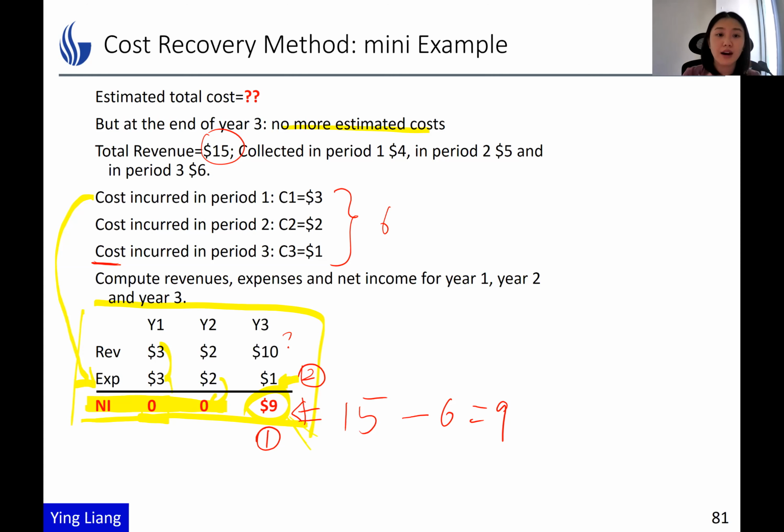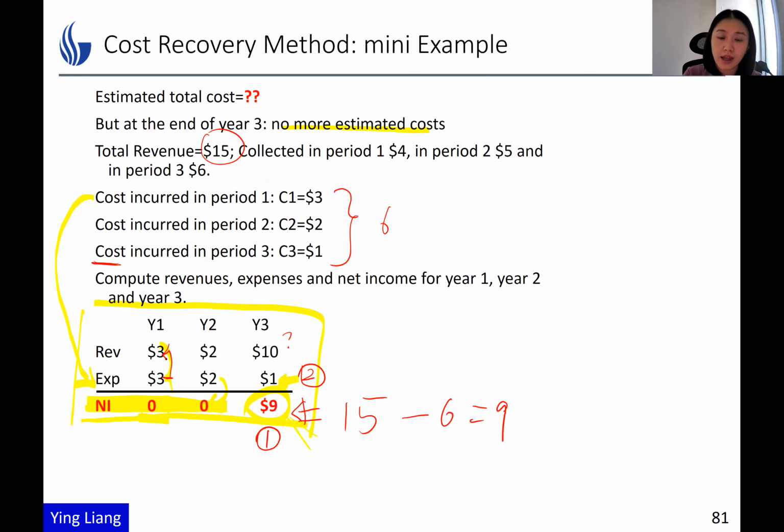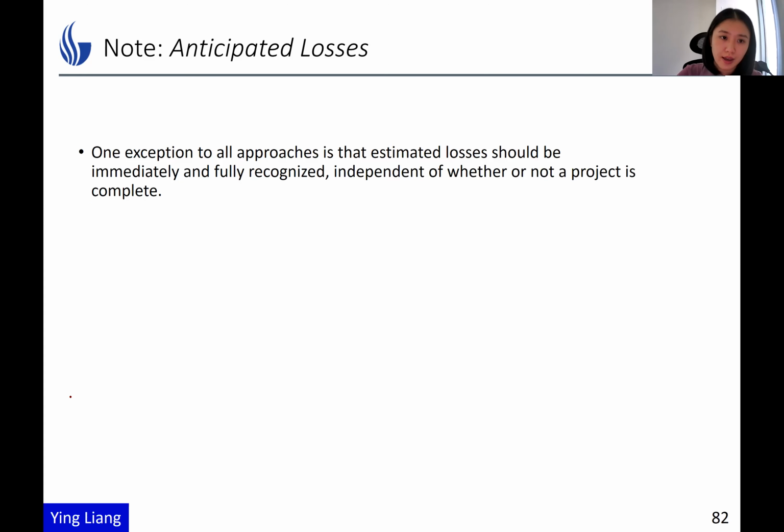Now, this is the way we do it for the cost recovery method, or we use the cost to recover revenue. And that's how the name comes from. And we do it when we have the situation that we have to recognize revenue upon completion. Well, there is one exception. Other than that exception, our previous net income before completion should be 0, or in other words, gross profit should be 0.